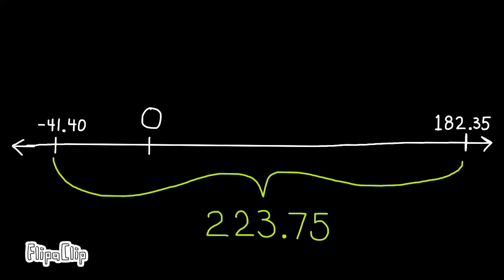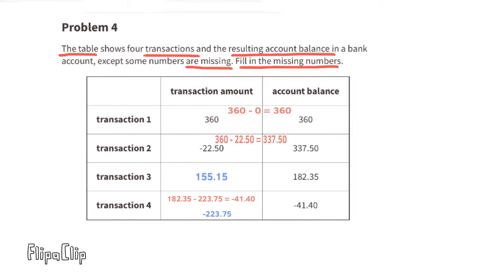$223.75. Let's take a look at an illustration that shows the difference between $182.35 and negative $41.40. To take the account balance from $182.35 all the way down to negative $41.40, they would withdraw or subtract $223.75.